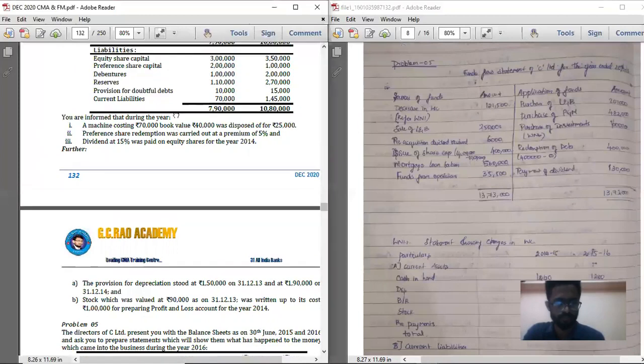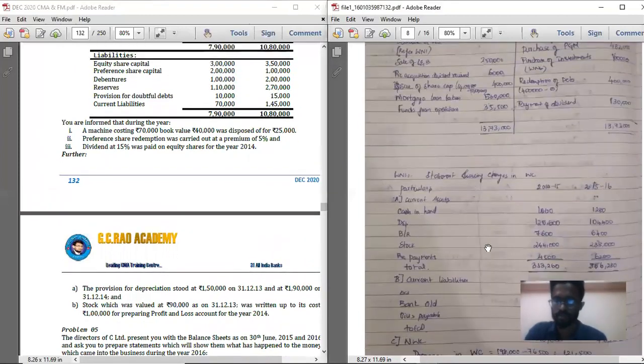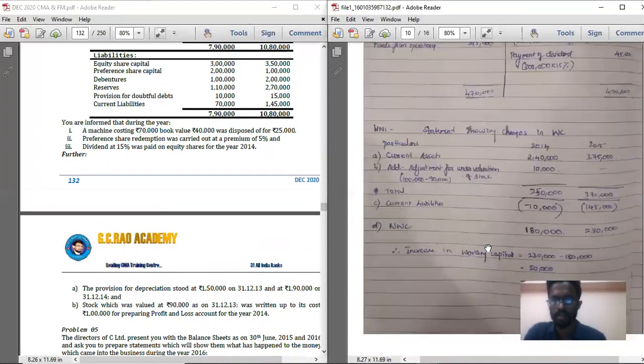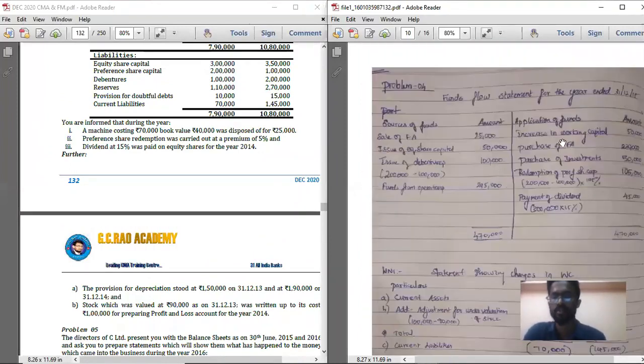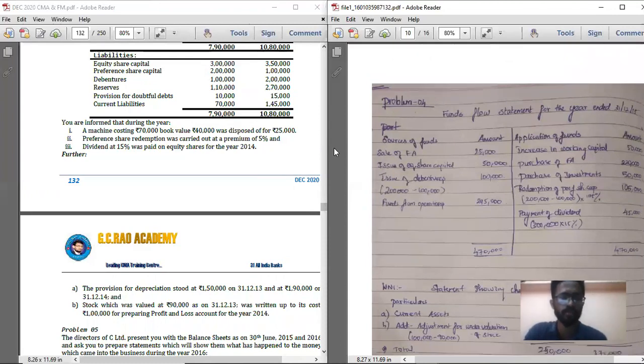Wait, this is problem number 5. Sorry. Here problem number 4 and problem number 5 are actually the same questions. See, problem number 4, redemption of debenture, you are redeeming at a percentage of 5%.